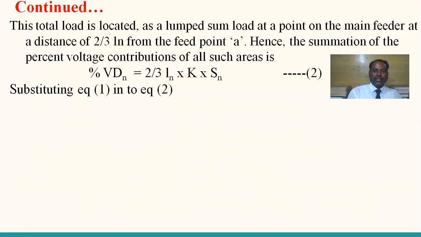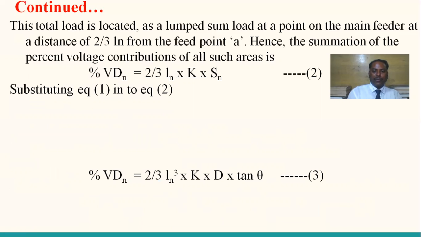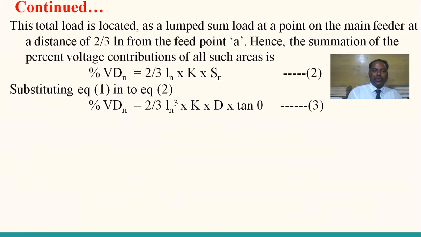And substituting equation 1, which is Sn, in equation number 2 having Sn, the percentage voltage drop of 1 feeder out of n feeders is equal to 2/3 of ln, and since that has ln square, ln cube into k into d into tan theta. This is equation number 3. But n of 2 theta equal to 360 degrees. So this is for the entire total square shape, the total service area.